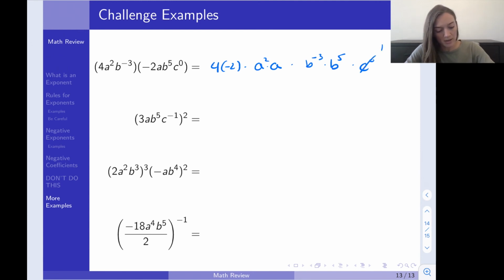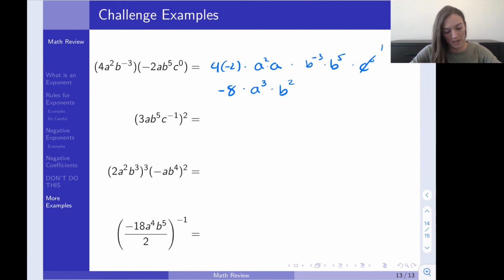Okay, so 4 times -2 is -8. And then we have a squared times a is going to give us a cubed. And then we have b to the -3 times b to the 5. That's going to be b to the -3 plus 5 is b to the 2. So then we have b squared. And that's it. So we have -8 a cubed b squared.